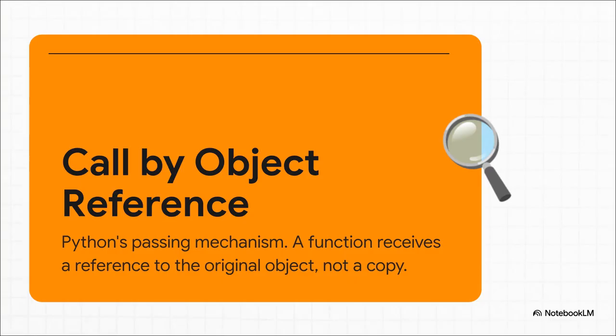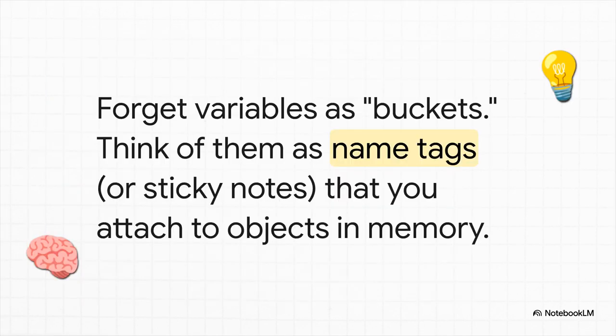Now, the really technical, nerdy term for this is call by object reference. What it means is that Python is passing a pointer to the original object in memory, not a copy of it. But let's be honest, that's not super helpful, is it? It's kind of abstract. The sticky note model makes it all make sense.